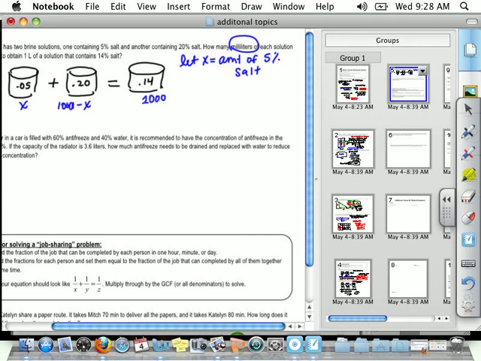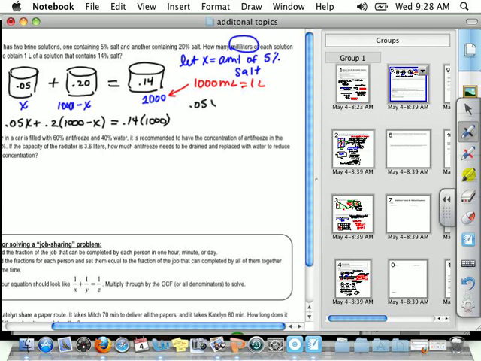Or you could just find it in liters, and then you can convert it at the end, so it doesn't matter. So I'll write myself a note. 1,000 milliliters equals 1 liter. Okay, so now set up your equation. So I have 0.05x plus 0.2 times 1,000 minus x equals 0.14 times 1,000.